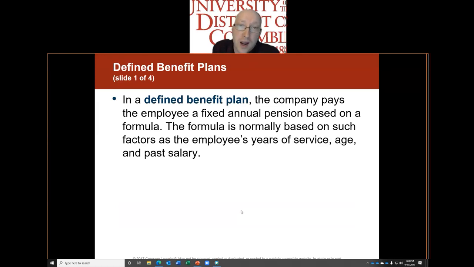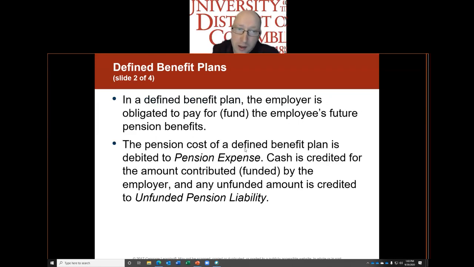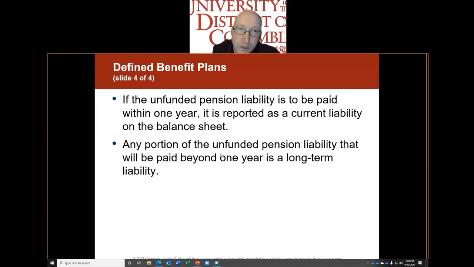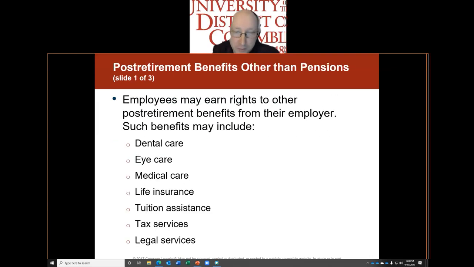There's also a defined benefit plan. This is a fixed annual compensation based on a formula. The formula is based off of the number of years of service that you've worked for the company, the age of the employee, and the amounts of past salary. I'm just kind of flying through these because they're not as relevant. I mean, they're important, but they're not as relevant.